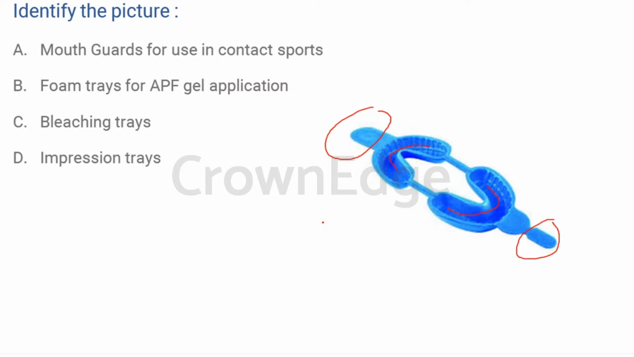Now, these trays are available in different colors. You get them in blue, you get them in yellow, and you get them in green. So each color represents the size. The smallest is in yellow, the medium is in blue, and the larger trays are available in green.